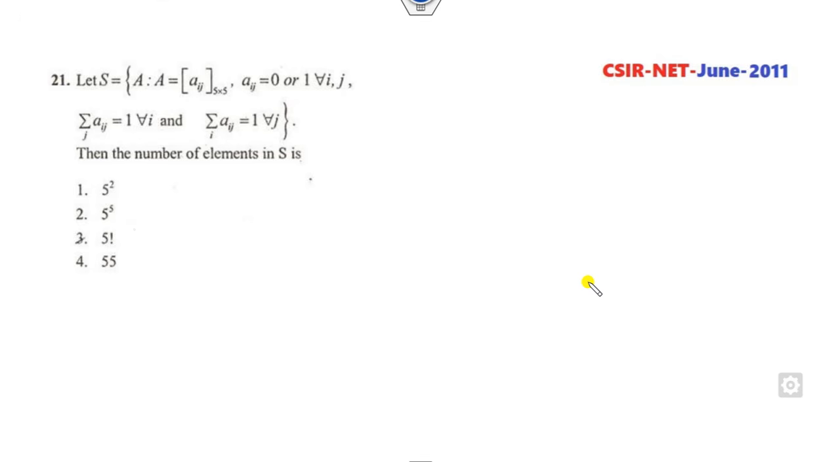So remember, whenever you are solving a linear algebra question, read the statement very carefully. What is given to you? A is a 5 cross 5 matrix such that Aij is either 0 or 1, such that the sum of each row is 1 and the sum of each column is 1. So what kind of matrix is this? And Aij is either 0 or 1.